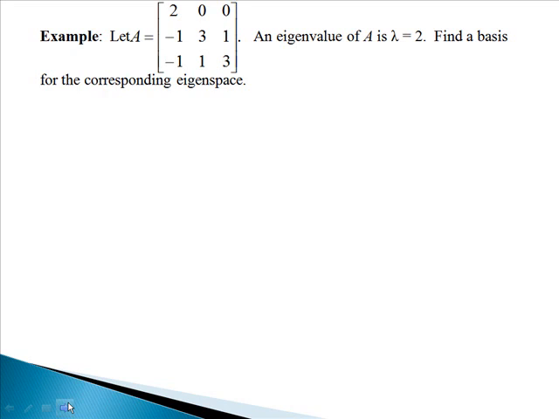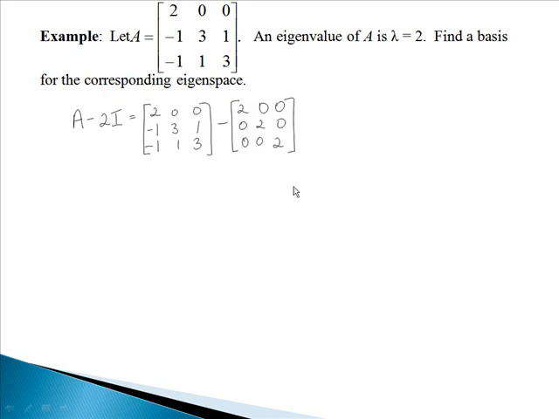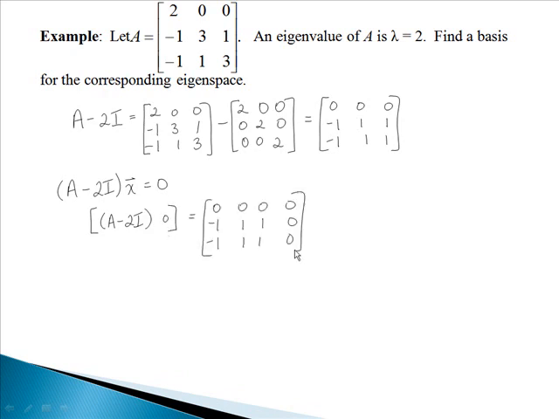And remember, when we were doing that, we had to set up a matrix, row reduce it, and find the general solution. So we're going to look at A minus 2I. Here we have our matrix A, and we're subtracting the identity matrix multiplied by 2, and we get this matrix here. So when I look at my equation (A minus 2I) times x equals 0, I want to row reduce the matrix where we set it up with A minus 2I and then a column of zeros. We have this matrix set up here, and we're going to row reduce it, and we'll produce this matrix here.